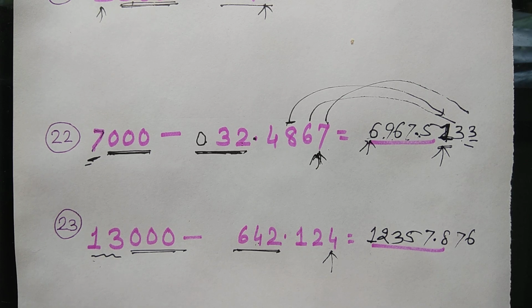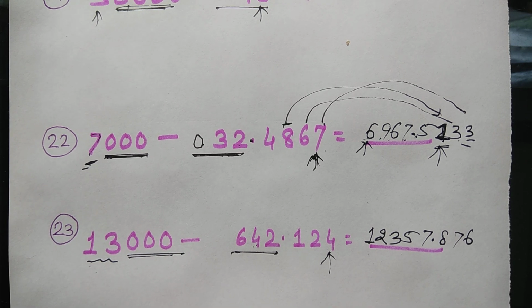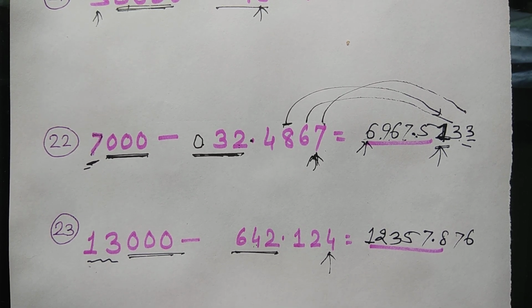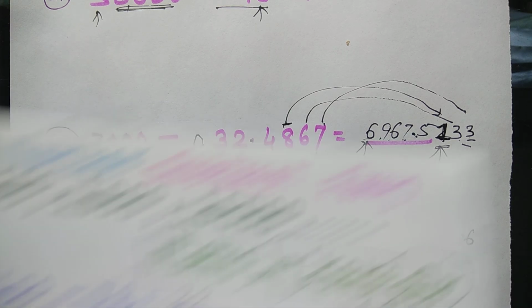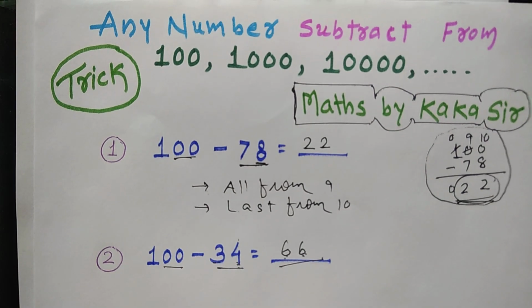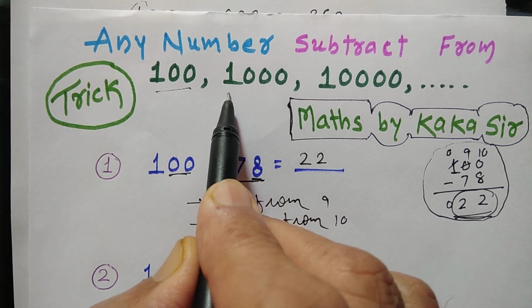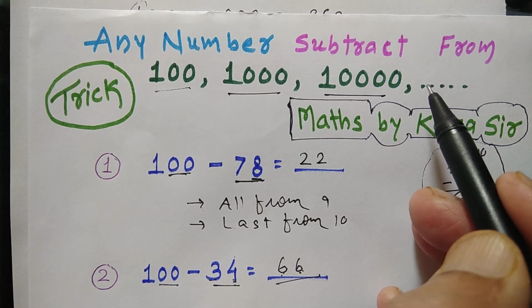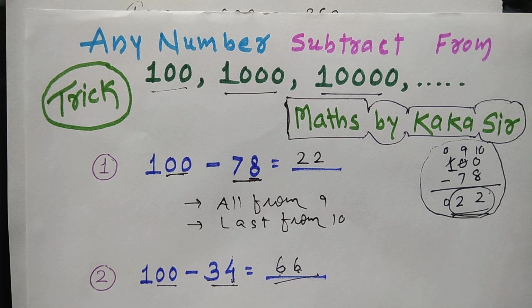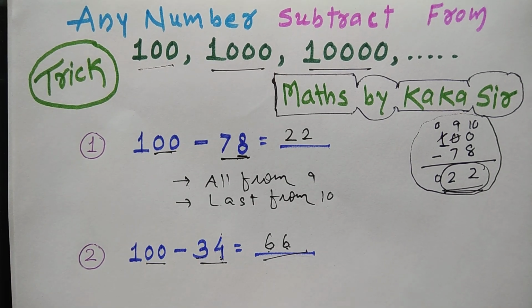So my dear student, in this way you can do the subtraction of zeros number. Any number subtract from 100, 1000, 10,000 and so going on.